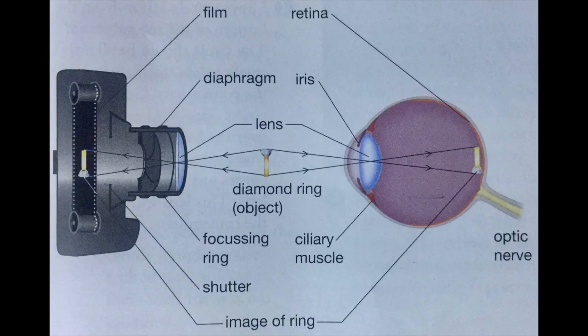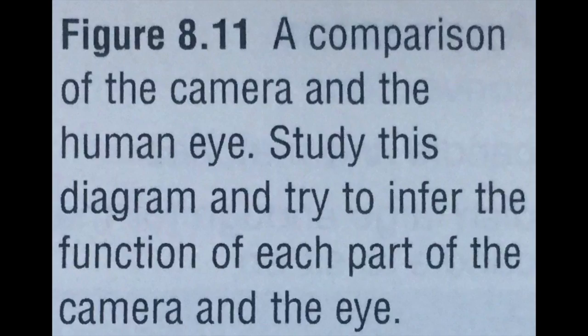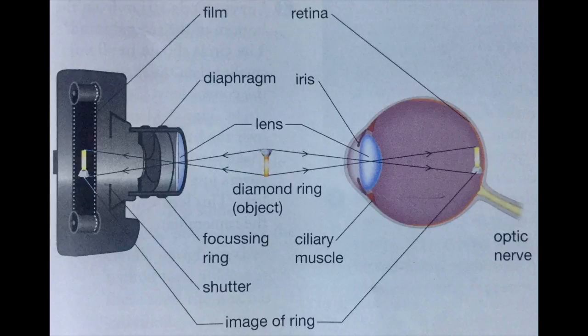Comparing the eye and the camera. There are many similarities between the human eye and the camera. See figure 8.11, a comparison of the camera and the human eye. Study this diagram and try to infer the function of each part of the camera and the eye.